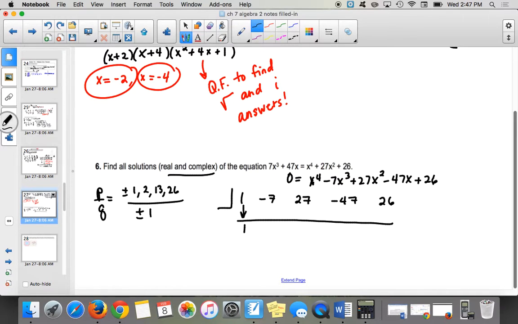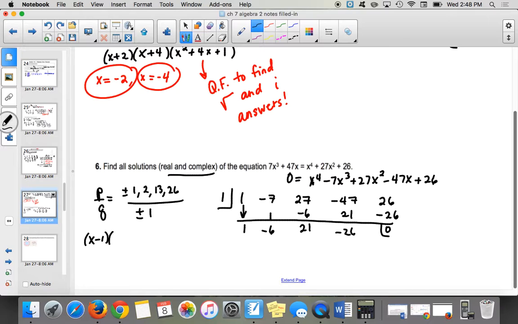Jacob, you get one that works? Yeah, Nick? Which one? 1, he says 1 works. All right, let's try it. So if I have 1, 1 times 1 is 1. Add straight down, I get -6. 1 times -6 is -6. 21, 21. It does work. He's right. -1 works as well. Well, that is going to be very handy for us, right?